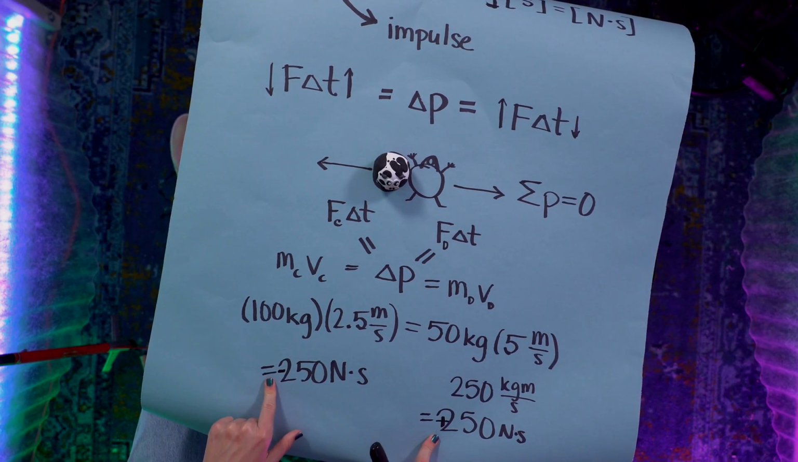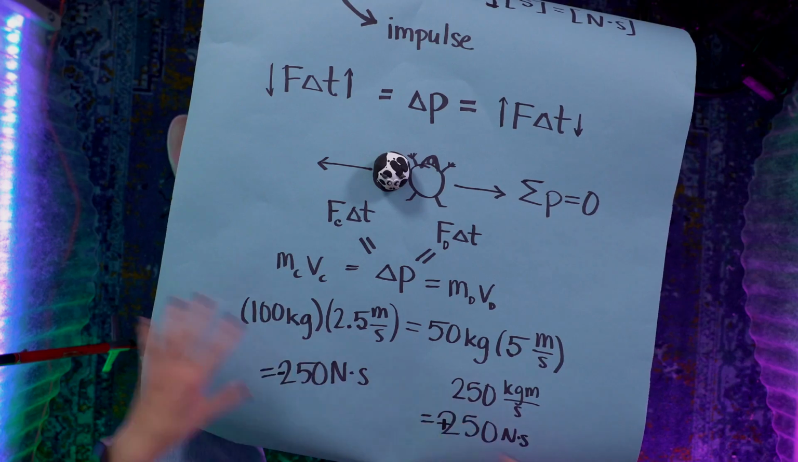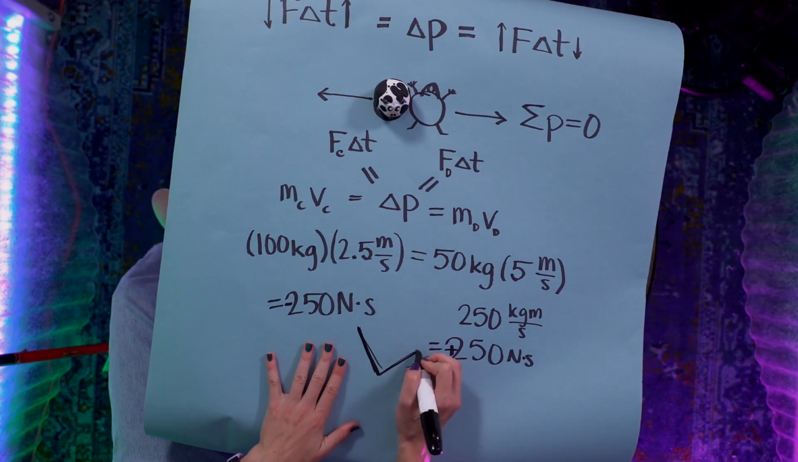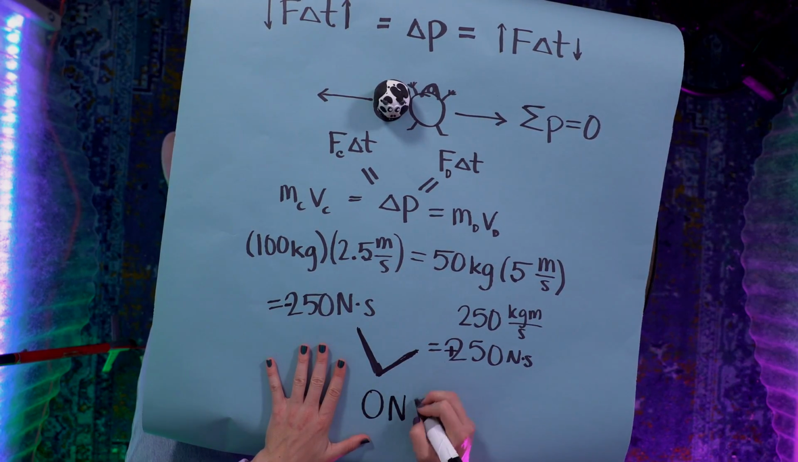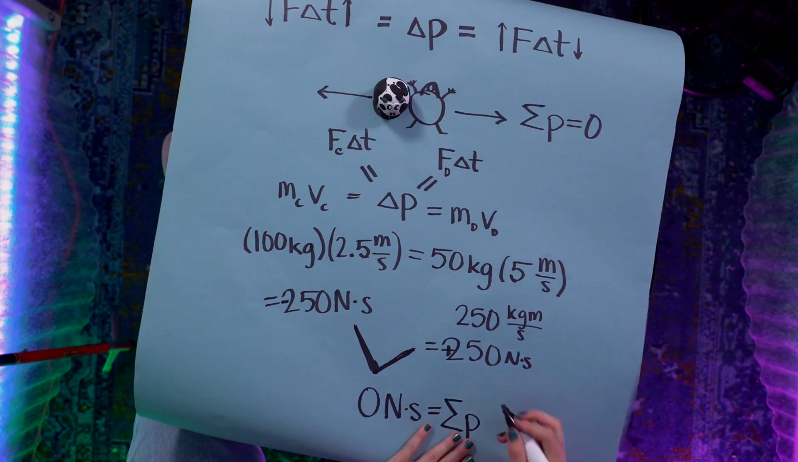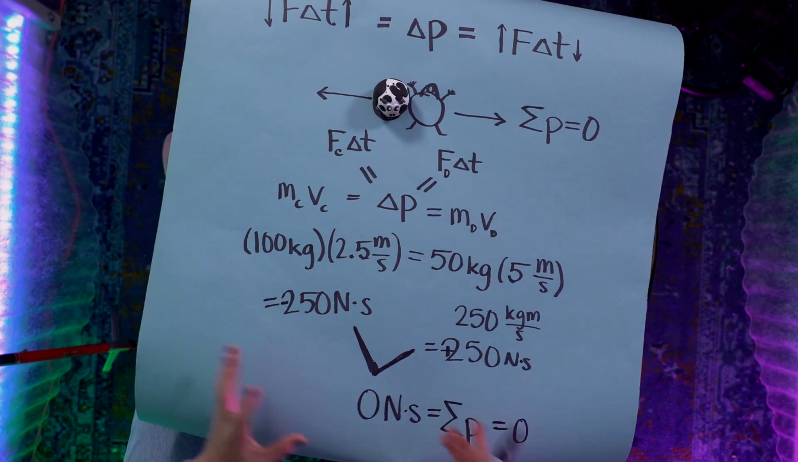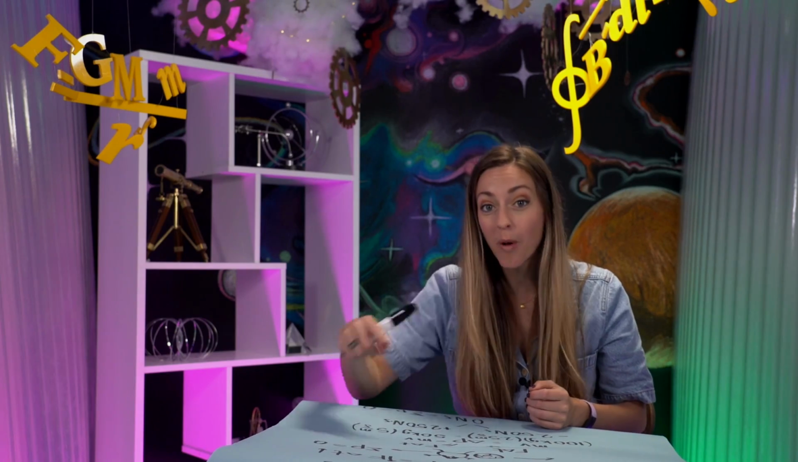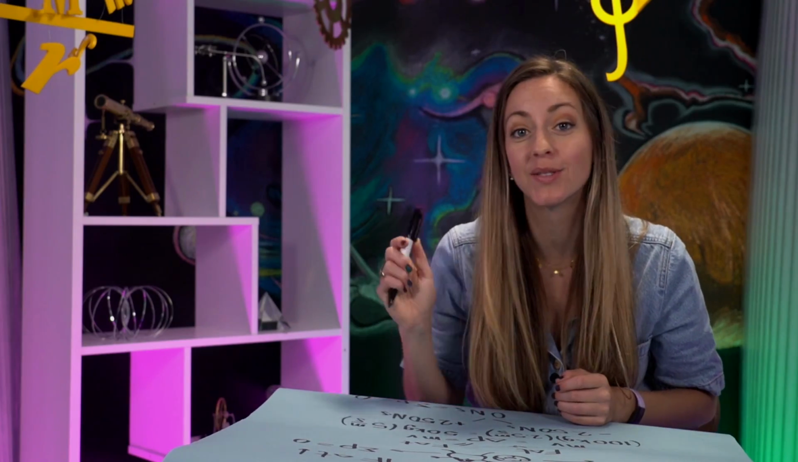Sorry, I drew that very poorly. So now if we do the sum of the total momentum, adding these together, we get 0 Newton seconds. And that's our net momentum. So the final momentum is the same as the initial momentum. Yay! This is what we mean when we say that momentum is conserved.